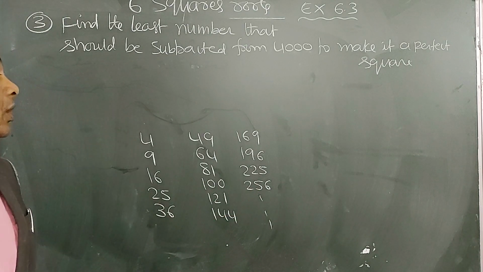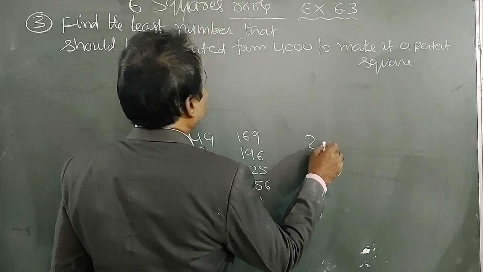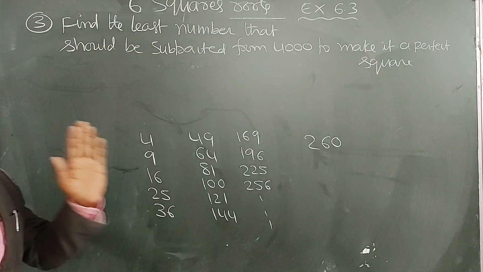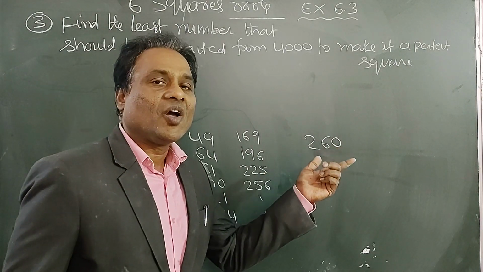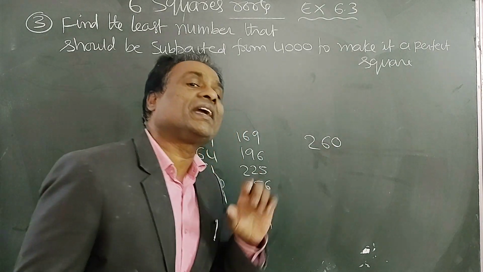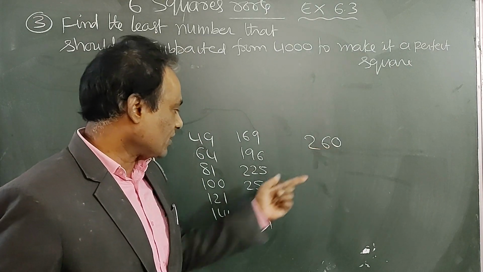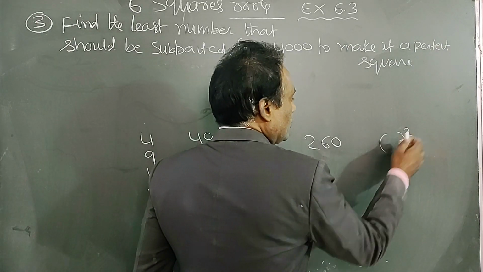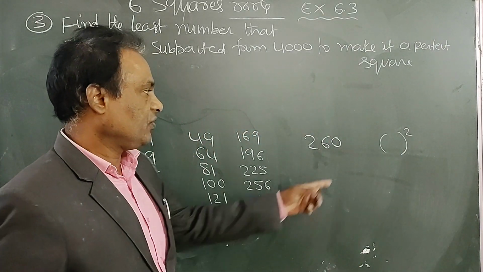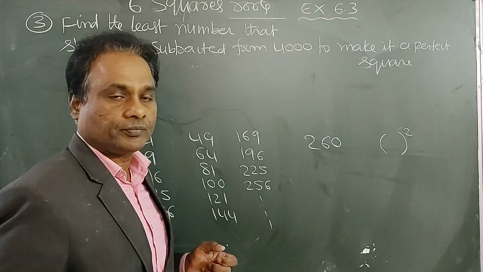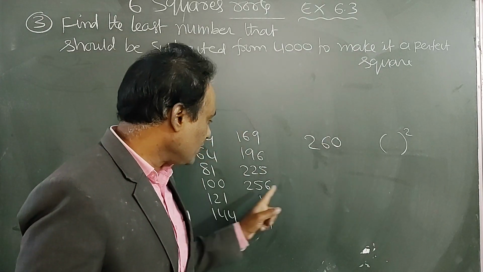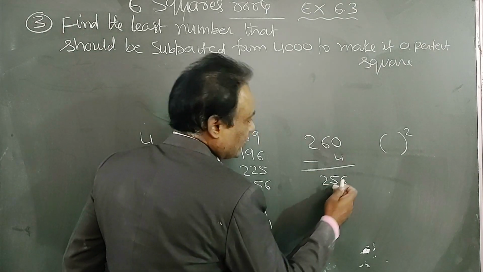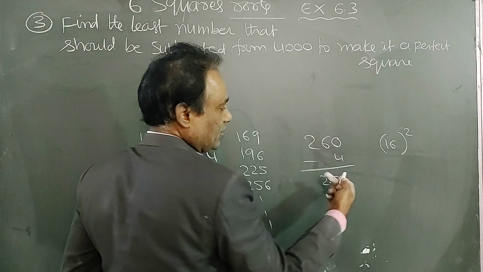Like this. Suppose we have 260. What should be subtracted from it to make it a perfect square? Actually, the perfect square is 256. 260 is not a perfect square. If you square any number, you won't get 260. So, if 4 is subtracted, we will get 256. Then it is a perfect square because 16 square is 256.